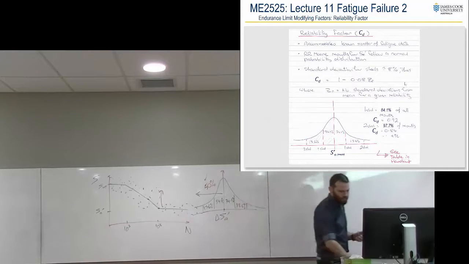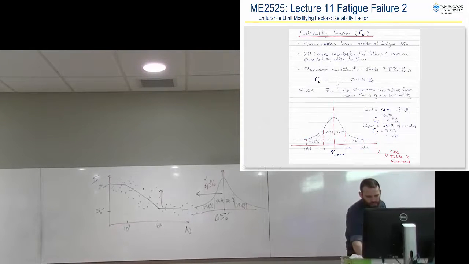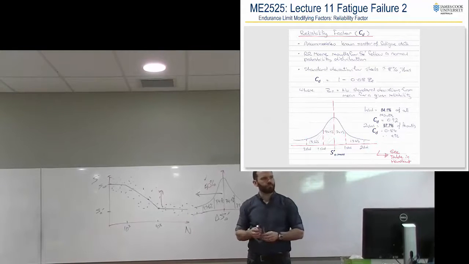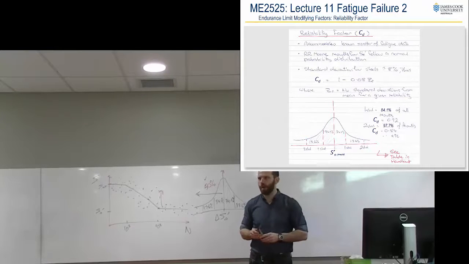Alright? And the equation that we actually use for CD here is 1 minus 0.08 ZR, where ZR is the number of standard deviations from the mean. So let's say 1, so 1 minus 0.08 gives us 0.92 as our factor. And 0.92 buys us 84.1% of the data. So 84.1% of the time, you won't fail. And if you've got a factor of safety of 2 on top of that, maybe that's okay.